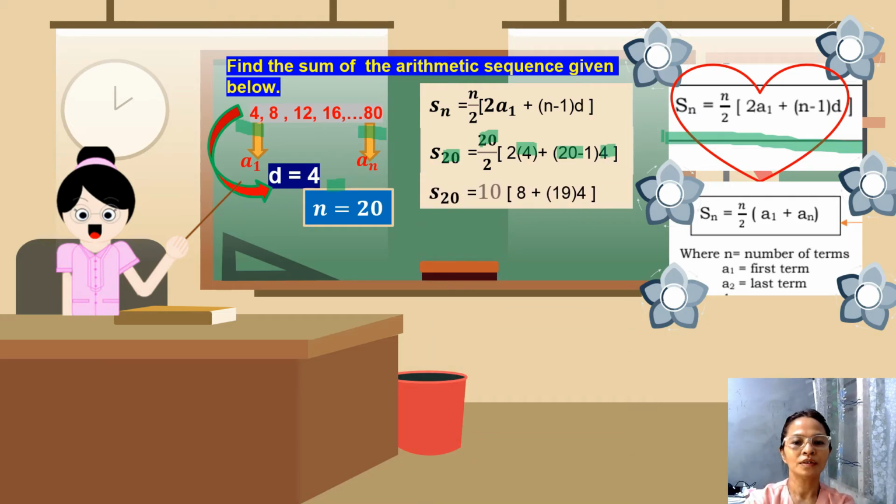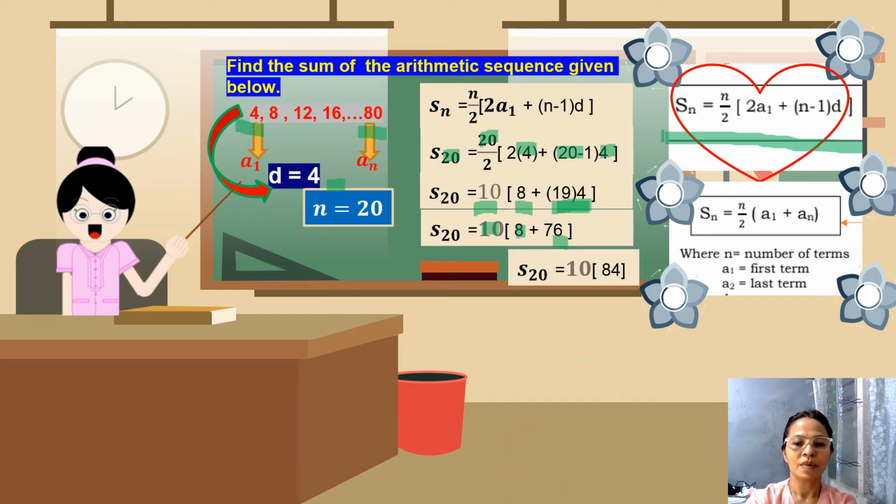Simplify. 20 divided by 2 is 10. 2 times 4 is 8. 20 minus 1 is 19 times 4. Simplify it further. We have 19 times 4 is 76. Copy 8 and copy 10. We have 76 plus 8 is 84. Copy 10. 84 times 10, that is 840, the sum of the first 20 terms.